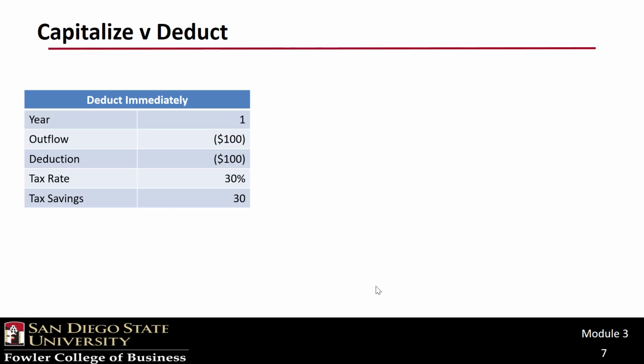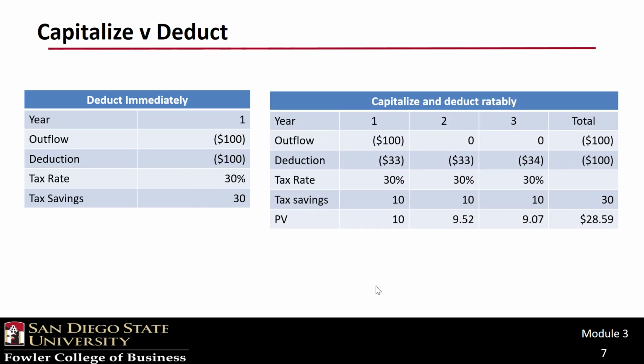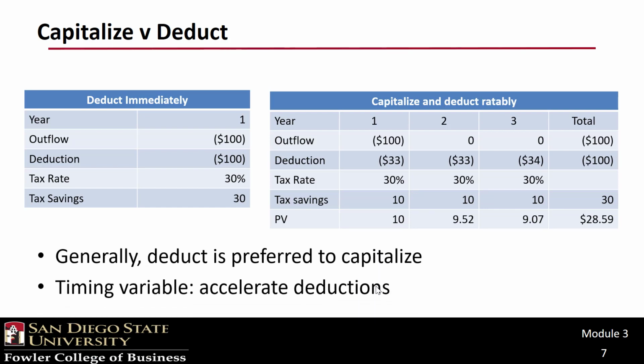If we analyze the after-tax cost of the property, if we're able to deduct the cost immediately, it's quite straightforward. The deduction generates $30 of tax savings at the 30% tax rate. If, on the other hand, Daniel elects the ratable recovery over time, the present value of the tax savings is something less than $30 due to the time value of money. Hey, wait a second. We learned that back in the timing variable lecture. Generally speaking, accelerate deductions.